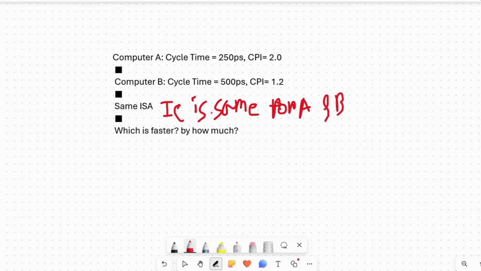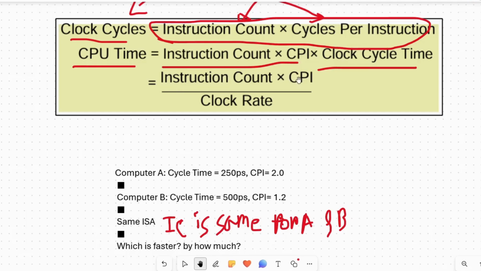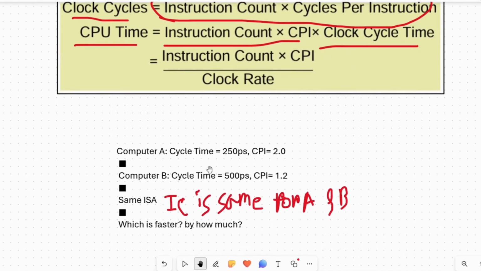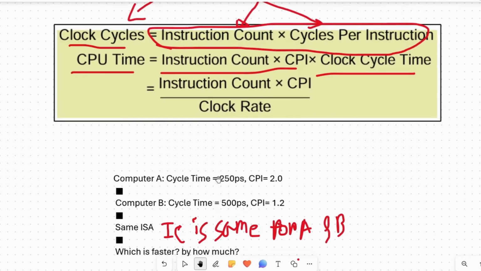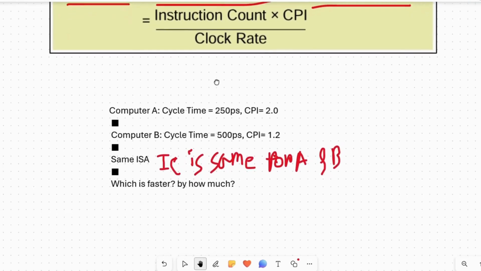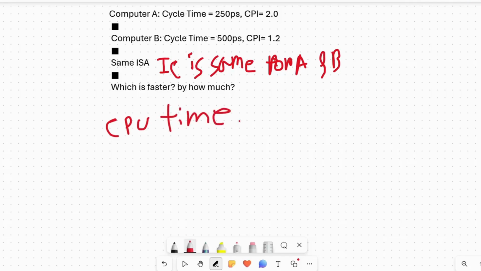So these are the given values, which include cycle time. We know the formula: CPU time is equal to instruction count, CPI, clock cycle time. Here we have the value of cycle time, then CPI, and the instruction count is the same. We have to find the CPU time. So CPU time for A.